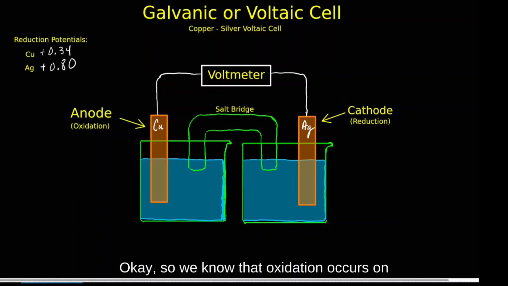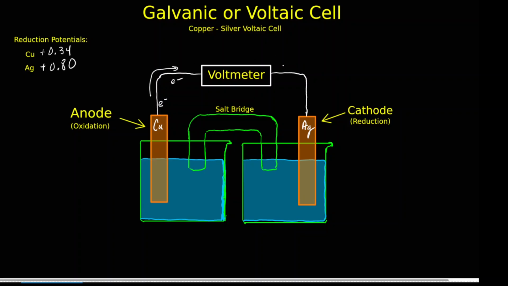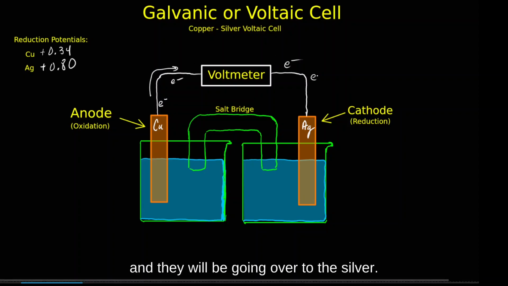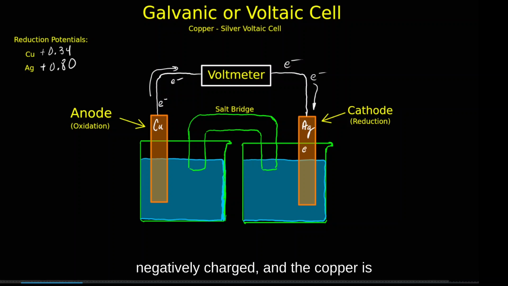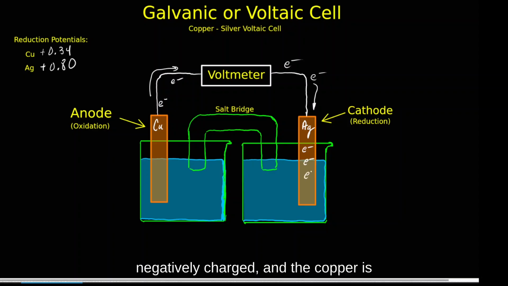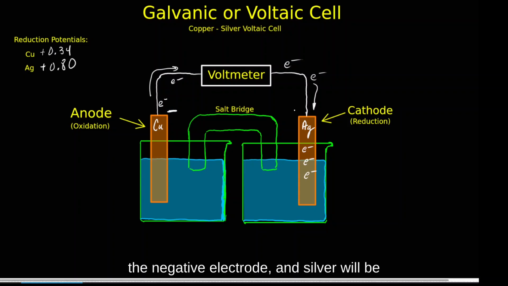Okay, so we know that oxidation occurs on the copper. So electrons will be leaving the copper, and they will be going over to the silver. So the silver is going to become negatively charged, and the copper is going to become positively charged. So we're going to say then that the copper will be the negative electrode and silver will be the positive electrode.